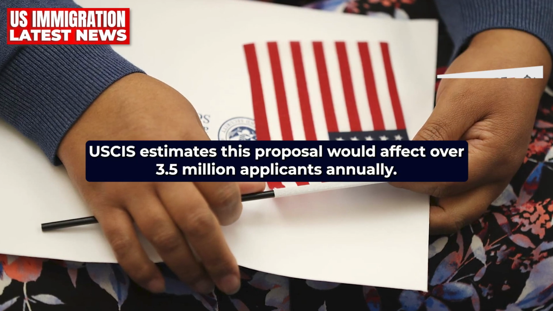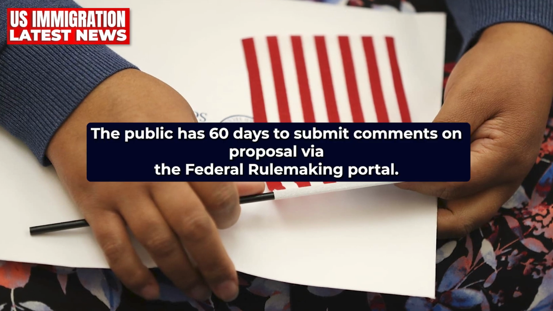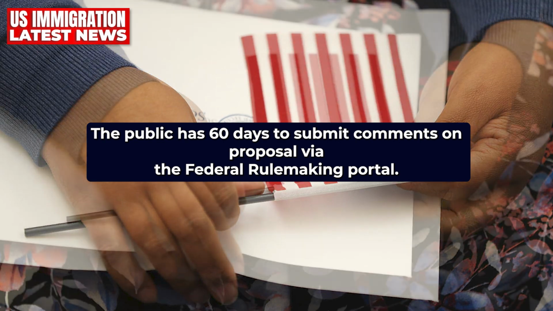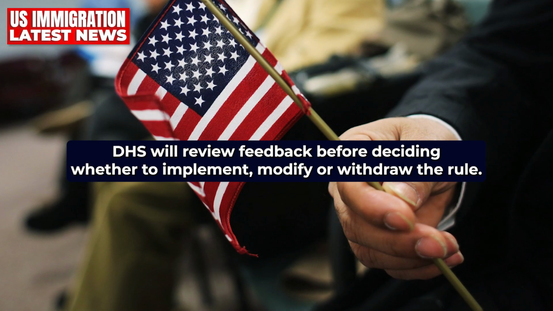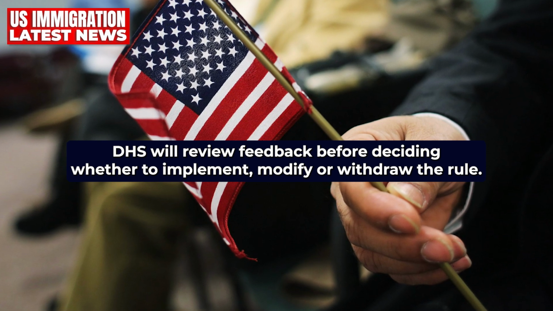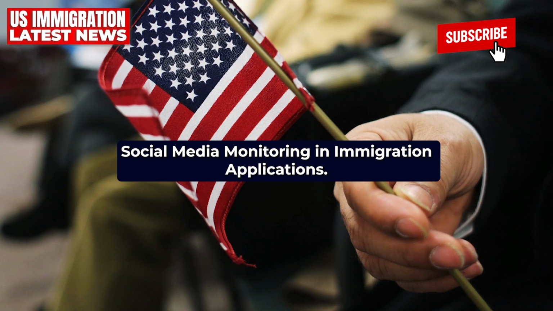USCIS estimates this proposal would affect over 3.5 million applicants annually. The public has 60 days to submit comments on the proposal via the federal e-rulemaking portal. DHS will review feedback before deciding whether to implement, modify, or withdraw the rule. Social media monitoring in immigration applications.